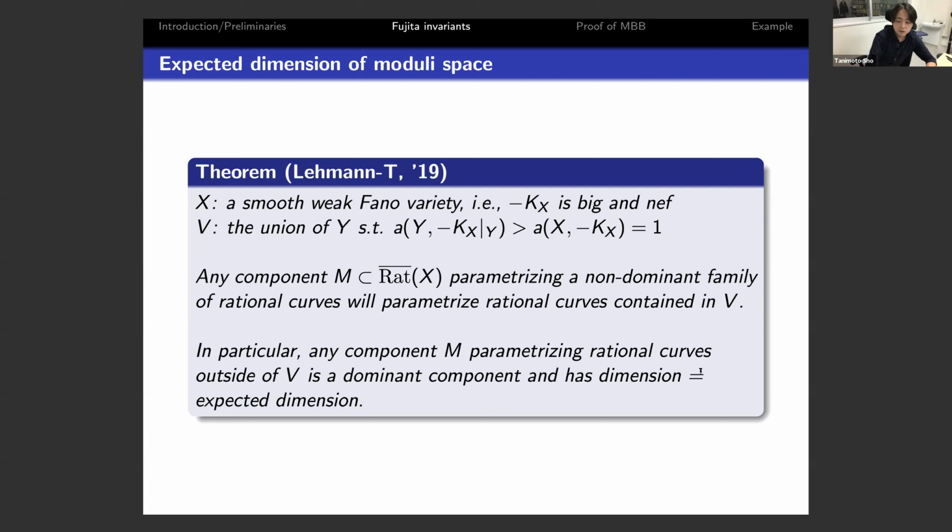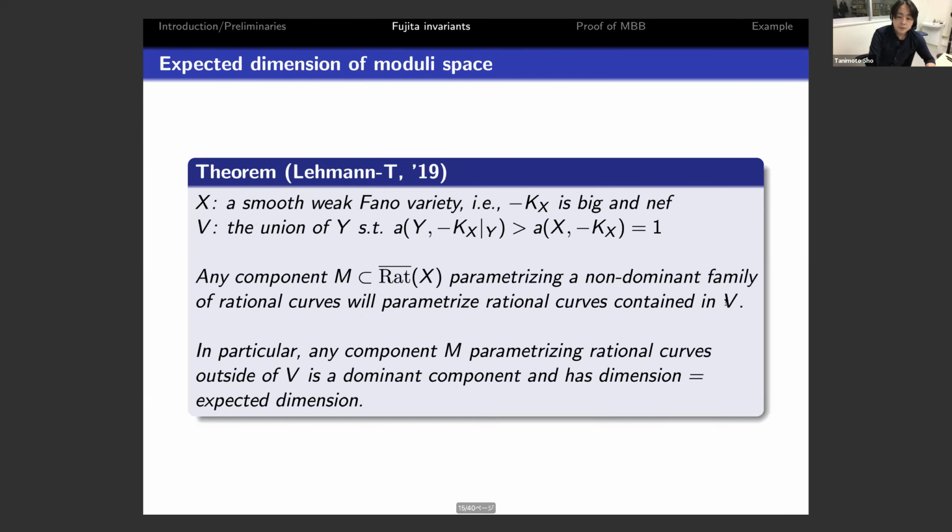So it has a dimension equal to the expected dimension. So in some sense, the components can be understood inductively. First we compute this B, and then we analyze rational curves on B, and the other families of rational curves will be dominant components. So if you would like to understand non-dominant families, then you only need to understand non-dominant families of rational curves on B. So this is very nice.